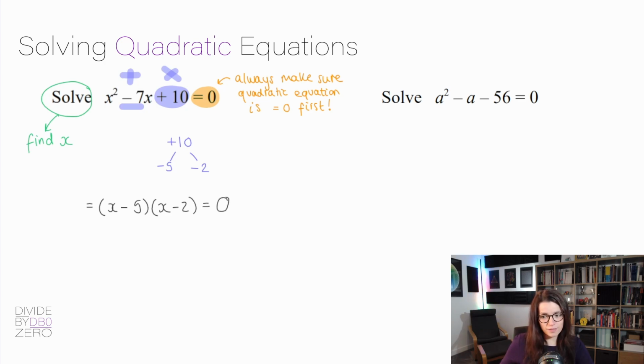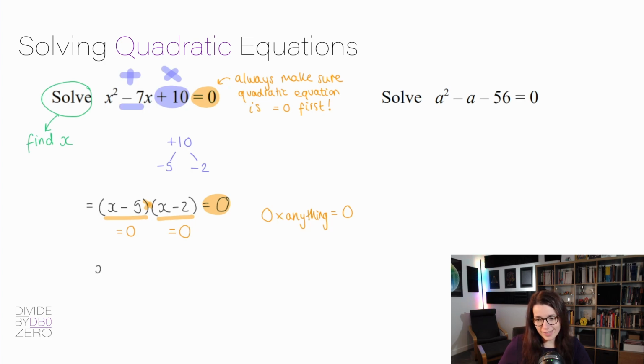Now here comes the solving bit. What we can see here is that something times something else is equal to 0. Now the only way for that to be true is if either one of these brackets themselves was actually equal to 0. Because if you think about it, 0 times anything is always 0. We can then solve each of those brackets being equal to 0 separately.